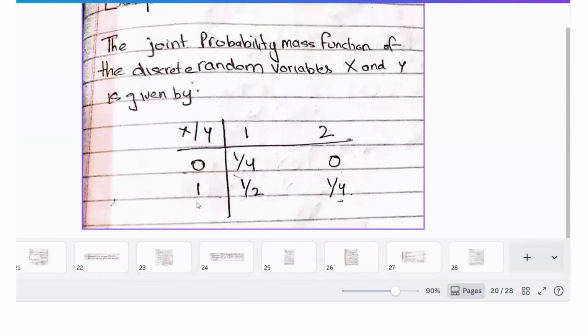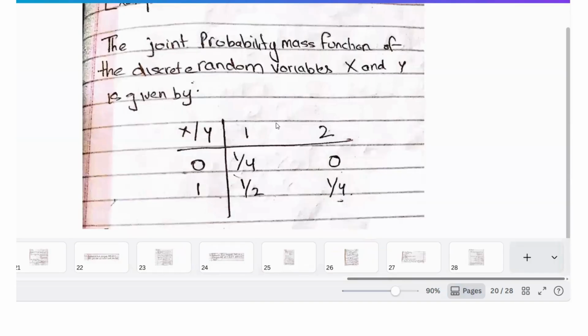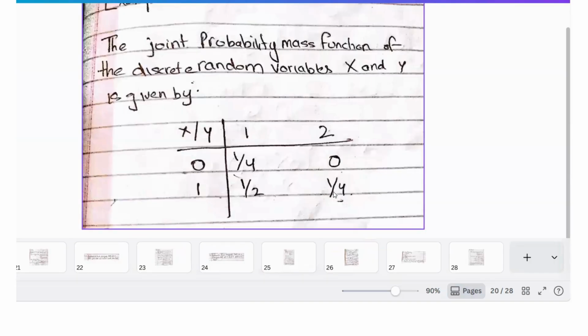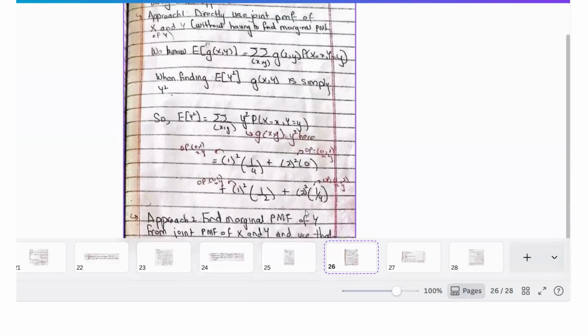The next ordered pair is x is 1, y is 1, and the probability is 1 by 2. So here the y value is 1, so it's 1 square times the probability of this, which is 1 by 2. The next ordered pair is x is 1, y is 2, and the probability is 1 by 4. So the y value is 2, so it's 2 square times 1 by 4.